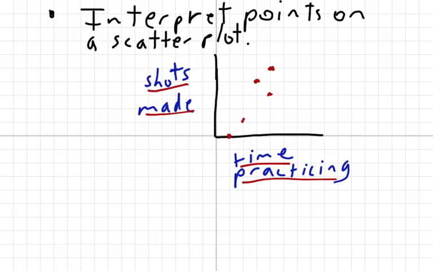Now we have 5 points that are graphed. Now I'm going to label each of my hash marks here. Each will represent 2 shots made. So 2, 4, 6, 8, and I'm going to go all the way up to 10. And then for time practicing, each one of those will just represent 1, and this is in hours. So 1, 2, 3, 4, we'll go up to 5 there.